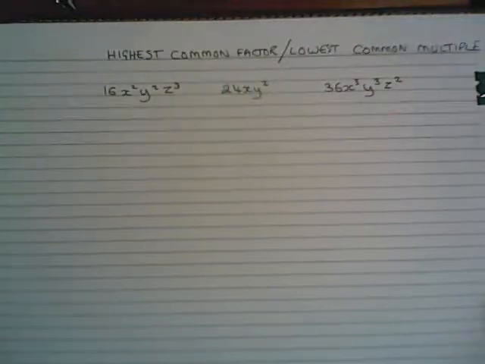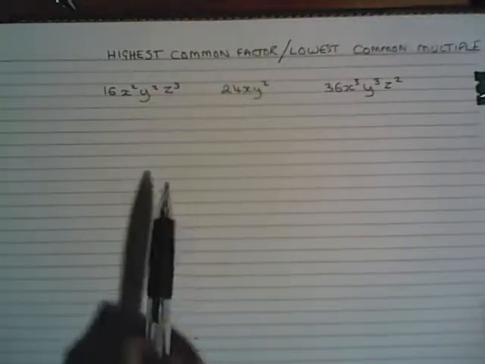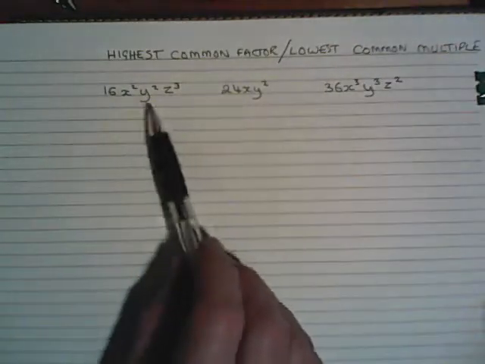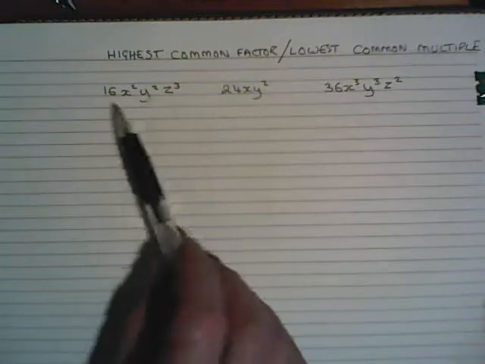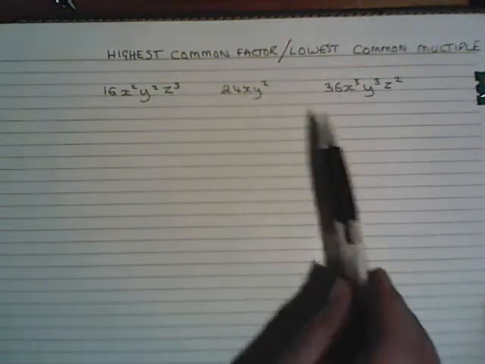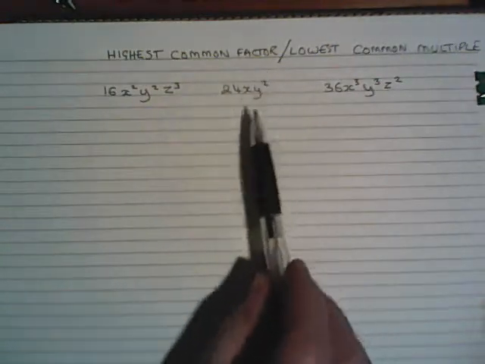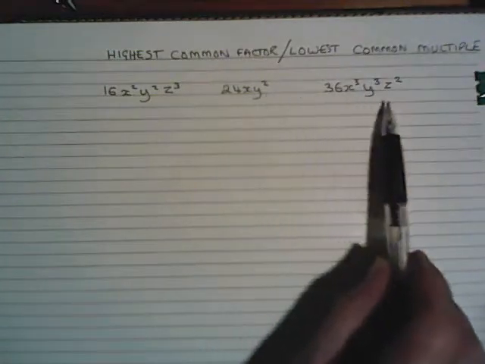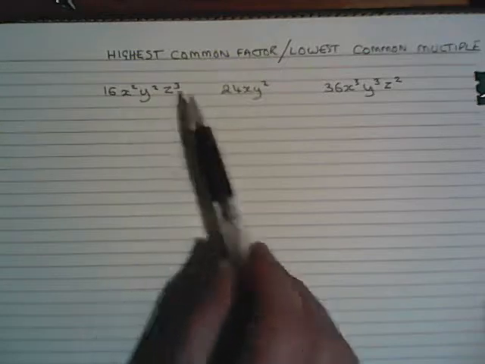Hello. We're going to now look at calculating the highest common factor and the lowest common multiple of these three expressions. Common means they're shared by the three expressions. The highest common factor is going to be the highest number that goes exactly into all of these, 36 and so on, x, y, z.